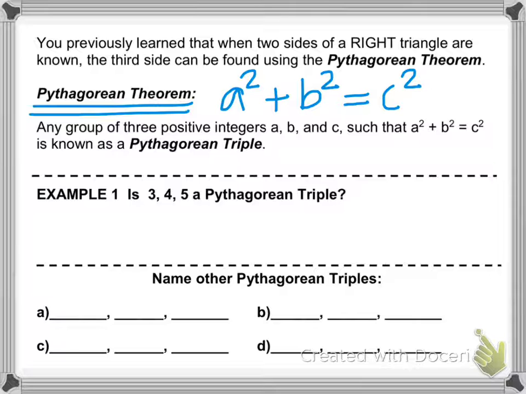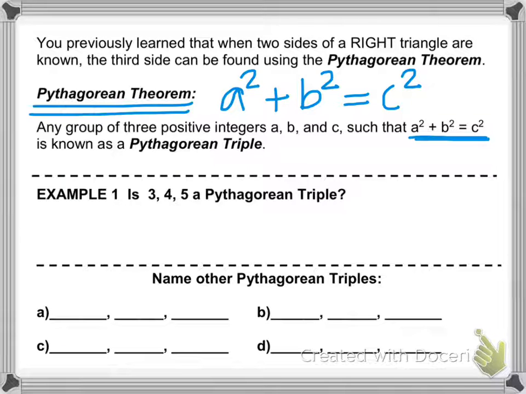We're going to dive a little bit deeper into this. When you have three positive numbers or integers for a, b, and c, such that a squared plus b squared equals c squared, it is known as a Pythagorean triple. So you can test three side lengths to see if the Pythagorean theorem holds true, and if it does, that means those three sides will build you a right triangle.